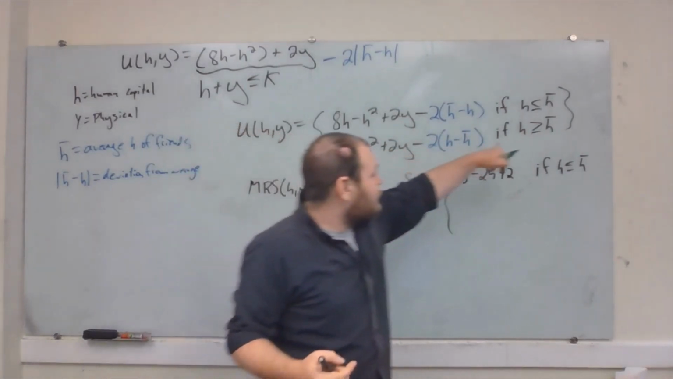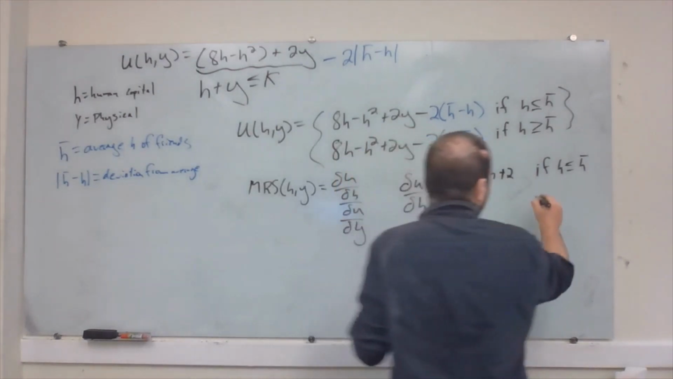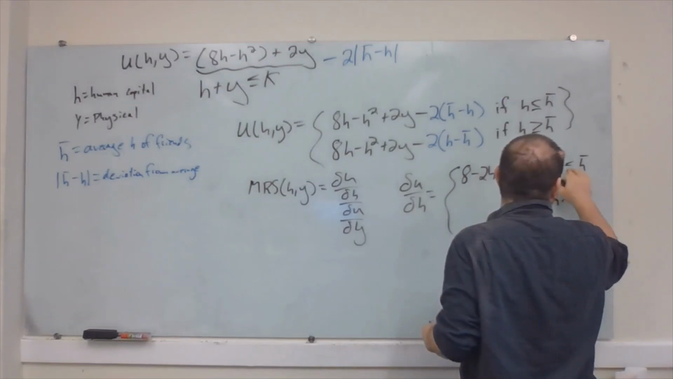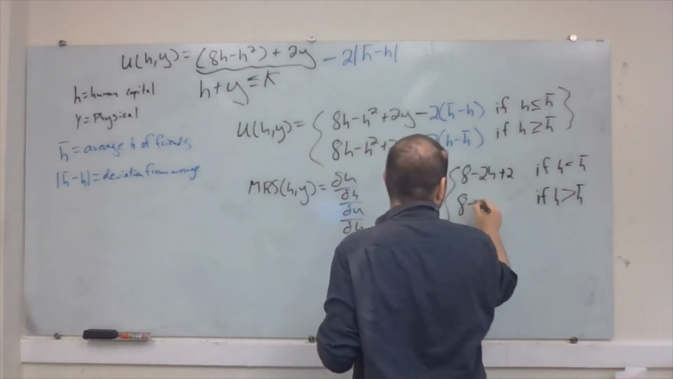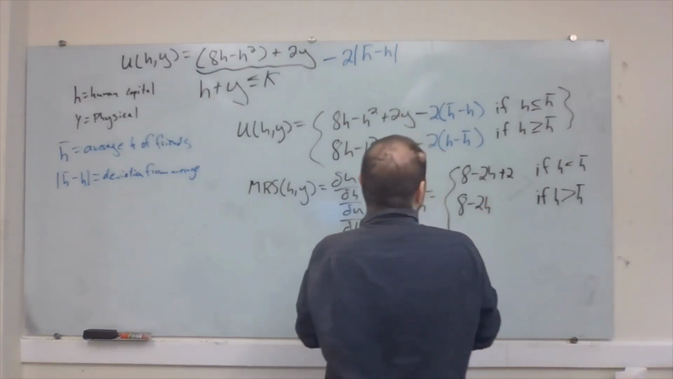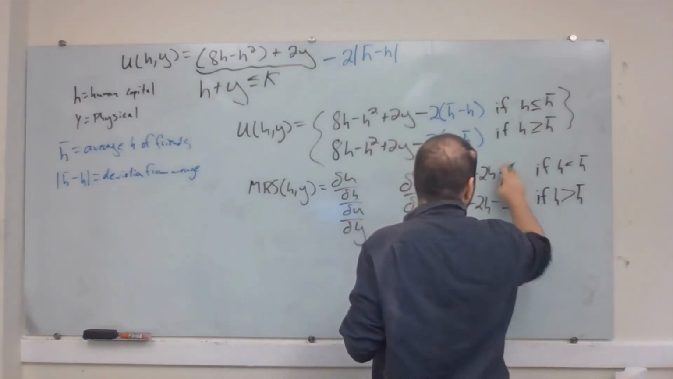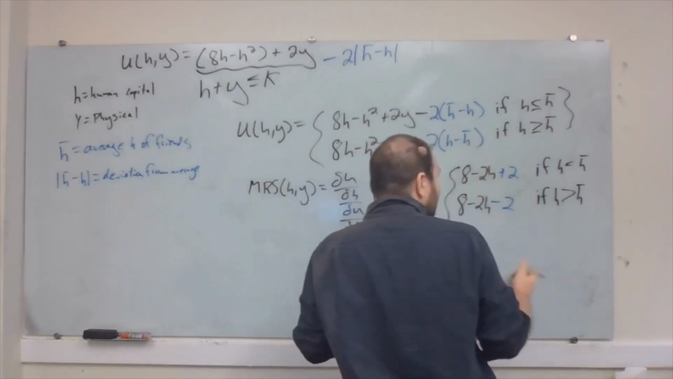On the other hand, if we've got too much human capital relative to everyone else, if we're embarrassed about being a nerd, if h is greater than h bar, then our derivative is going to be 8 minus 2h minus 2, because we're going to have minus 2 times positive h. Does this make sense?